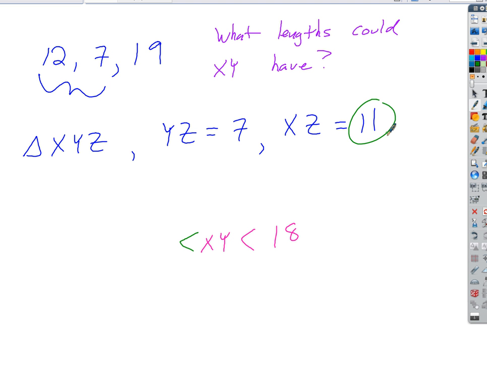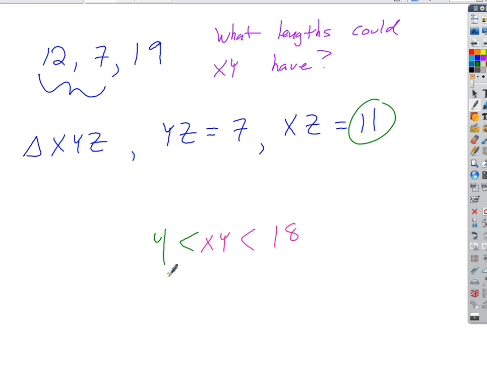Could it be 6? Yeah. Could it be 5? Okay, what's the lower limit? It's got to be greater than what value? 4. Right. Everybody see that? Because whatever its smallest value is, that value plus 7, the other smaller side, would still have to be bigger than 11, wouldn't it?